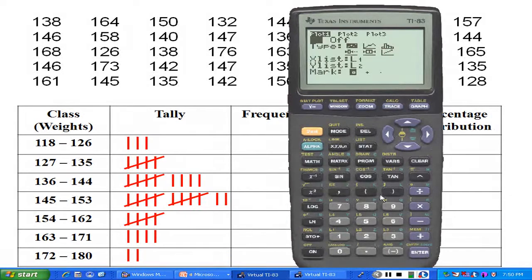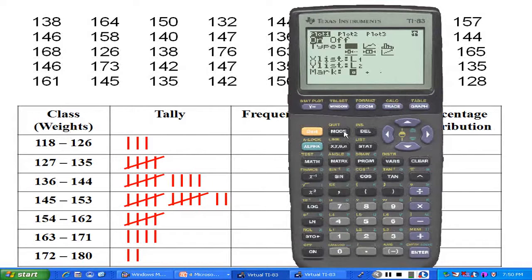Okay, now it should be saying on, but if it's not, just press here so that's highlighted on the on. You see that? Now you're going to go down arrow, and the one that you want, the type that you want, is this one. See, that's your histogram. You see the bars right there? That's a histogram.